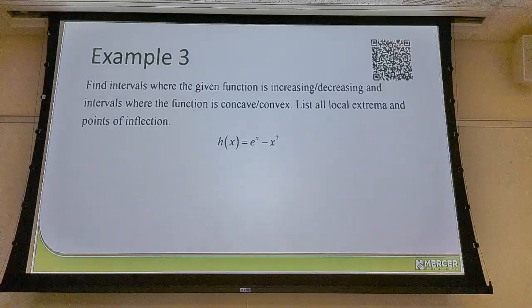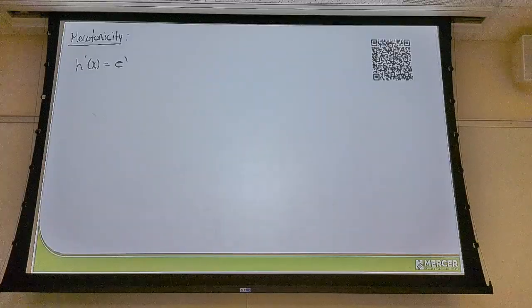Monotonicity first. H prime is what? E to the x minus 2x. Is that undefined anywhere? Yes, at negative numbers. Is it? No, it's all the numbers, I think, right? So that's defined everywhere.